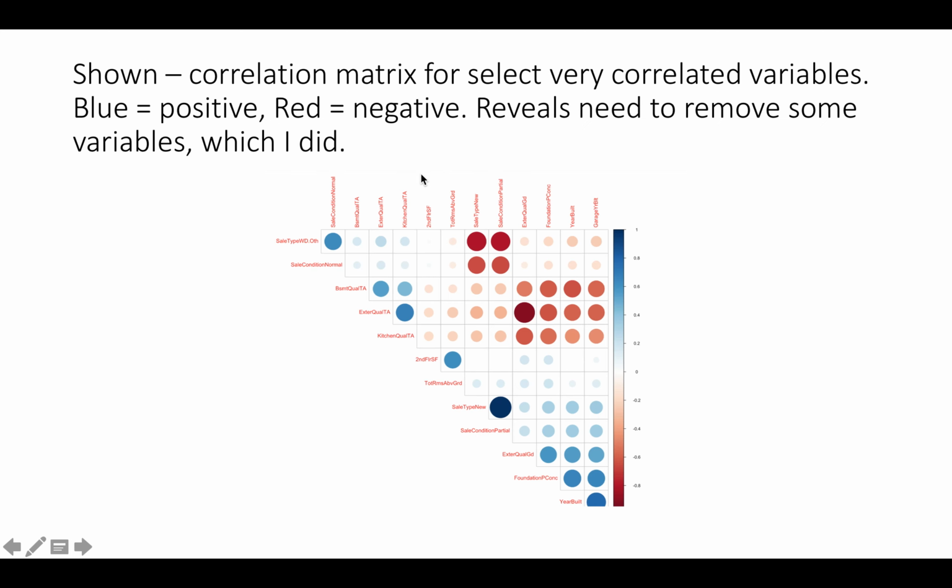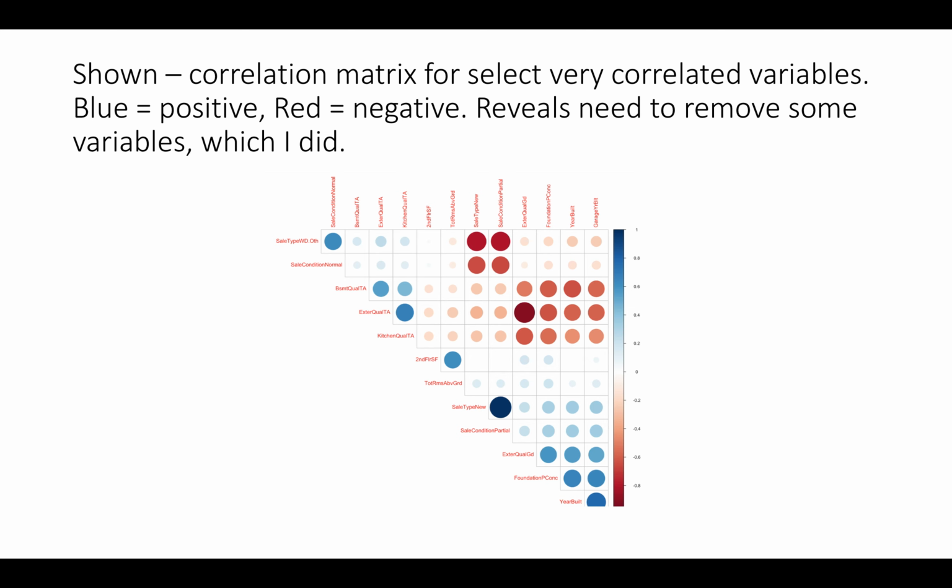Then also looking at correlation within the independent variables. We talked about this a bit before, but this is showing select very correlated variables. Blue is a positive correlation, red is a negative correlation. And this showed that we had to remove some variables, which I ended up removing that weren't obvious at first.